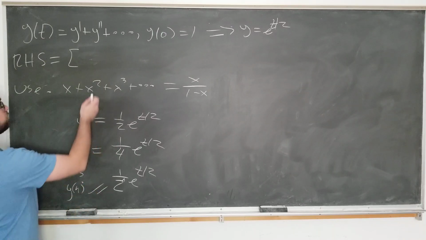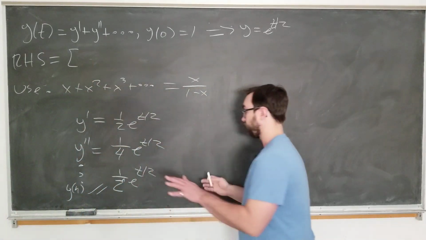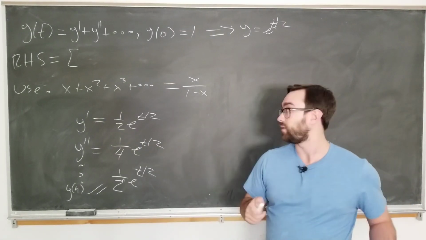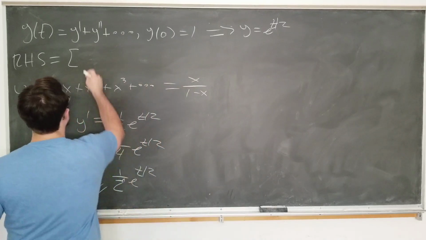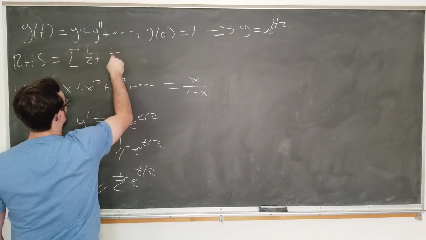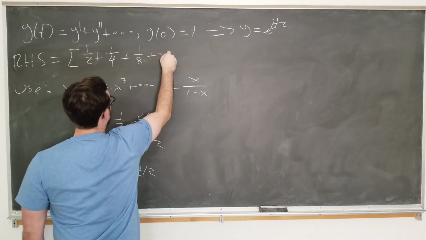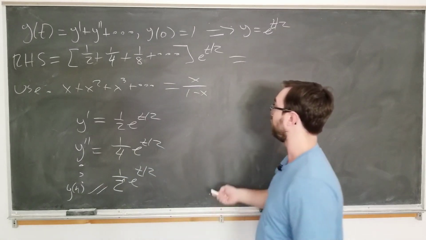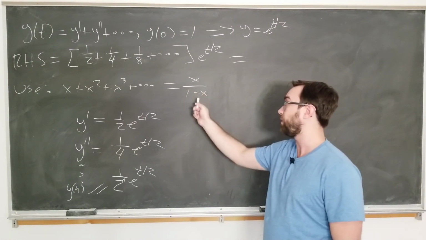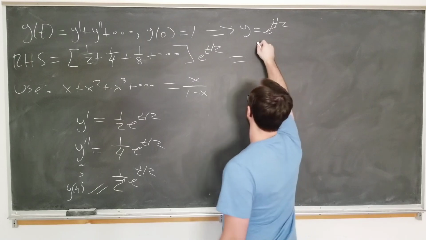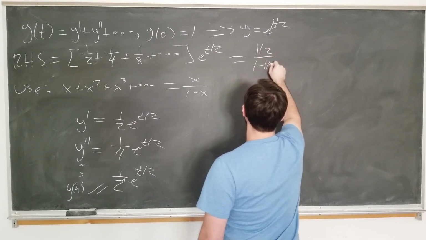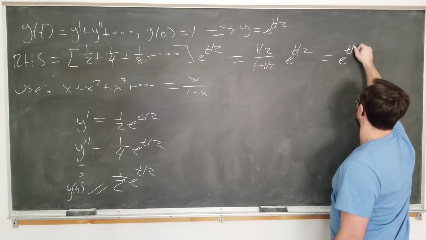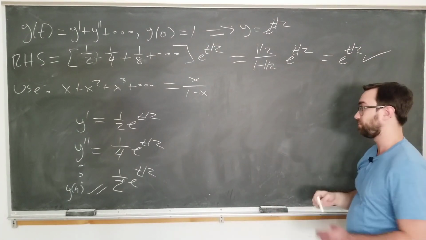So let's go ahead and plug that in. Can everyone see this? Pretty straightforward, just the exponential derivative multiplies the constant out front. Okay, so we have 1/2 plus 1/4 plus 1/8 plus etc. times e to the t over 2. And this series is nothing but this series here down below with s equal to 1/2: 1/2 over 1 minus 1/2, times e to the t over 2. This is 1, so it's e to the t over 2. And it does indeed satisfy the property, which is pretty cool.